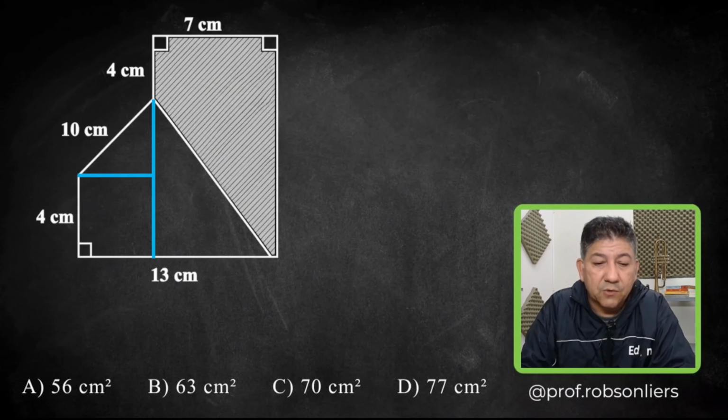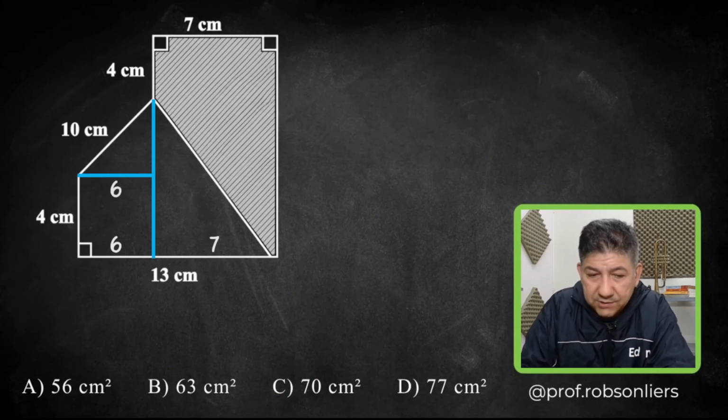If the bottom base is 13 and the top base is 7, then this distance here is also 7, just like we saw in the first way to solve it. Since the total distance of the bottom base is 13 and we already have 7 centimeters, we need 6 more centimeters to complete the whole distance. 6 plus 7 equals 13. If the bottom of this rectangle is 6, then the top is also 6, just like we did in the first way to solve it.